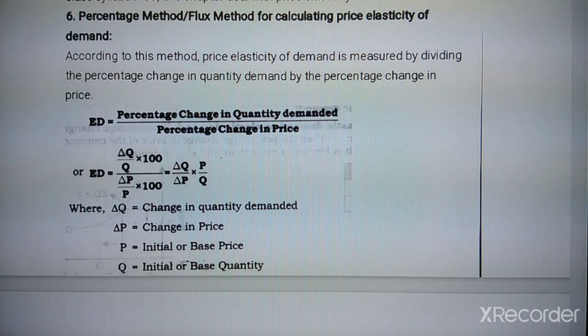If you simplify it, you will get a simple formula: price elasticity of demand is equal to delta Q upon delta P into P upon Q. Delta means change. So delta Q is the change in the quantity demanded, delta P is the change in the price, P is the initial price, and Q is the initial quantity.